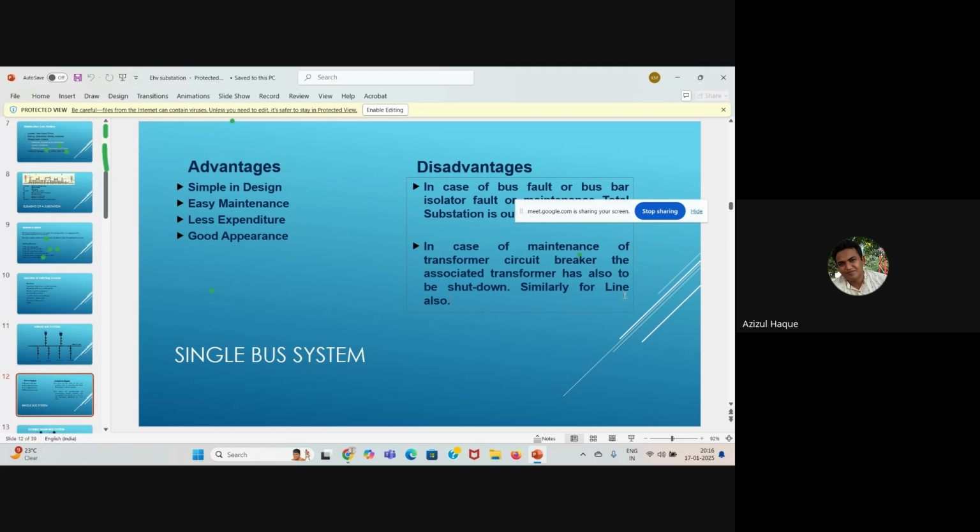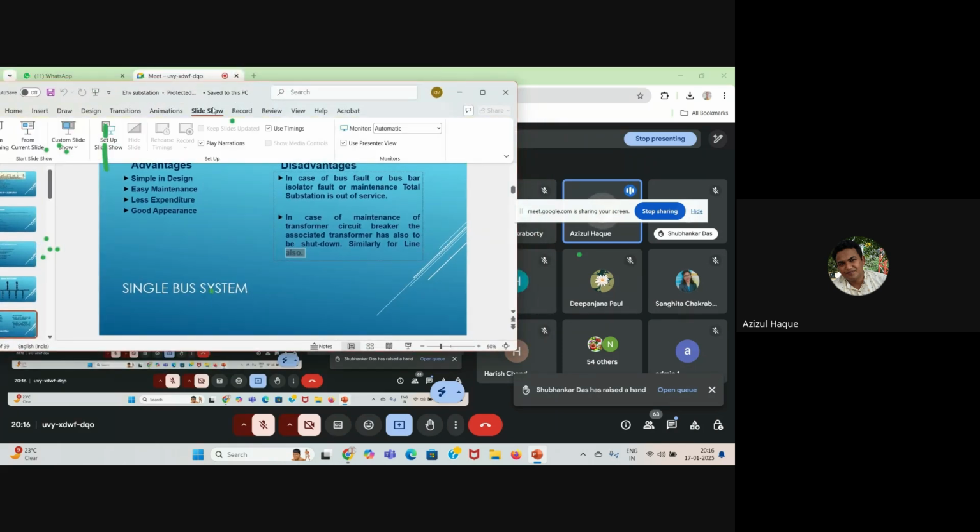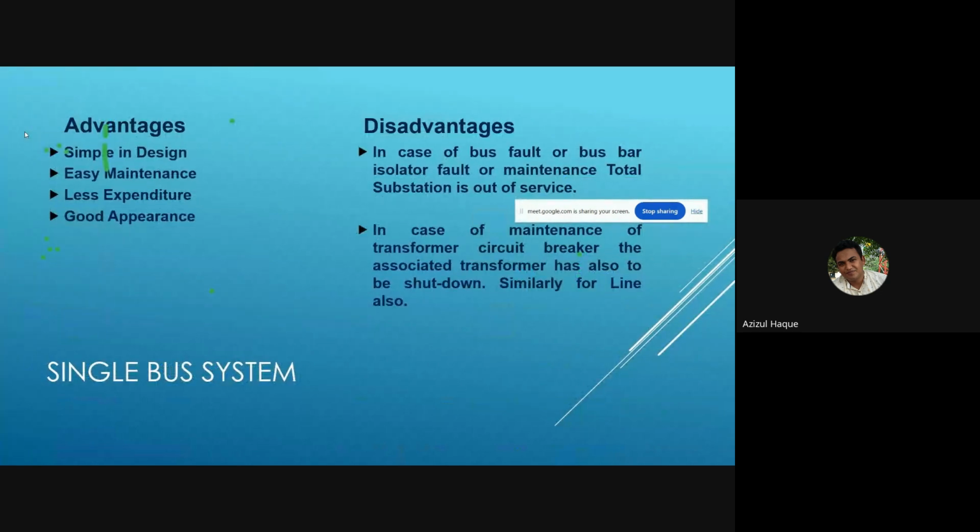So it has some advantages and some disadvantages. Advantage is it is very simple in design, very easy to maintain, and less costly. But it has some inherent disadvantages. What is that disadvantage? In a substation, fault may occur anytime, but if a fault occurs in a particular feeder, that feeder is immediately isolated by the protection system.